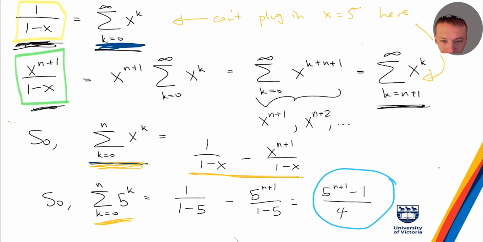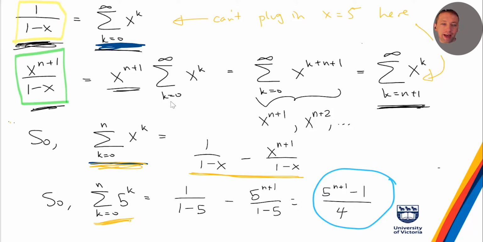What exactly is the sum in green? Yeah, exactly, it's the terms that are past n. You can work that out by knowing that this is x to the n plus 1 times the yellow thing, and then putting the x to the n plus 1 inside.